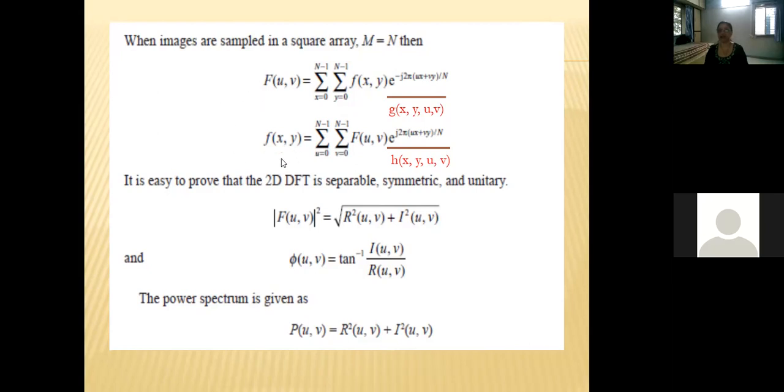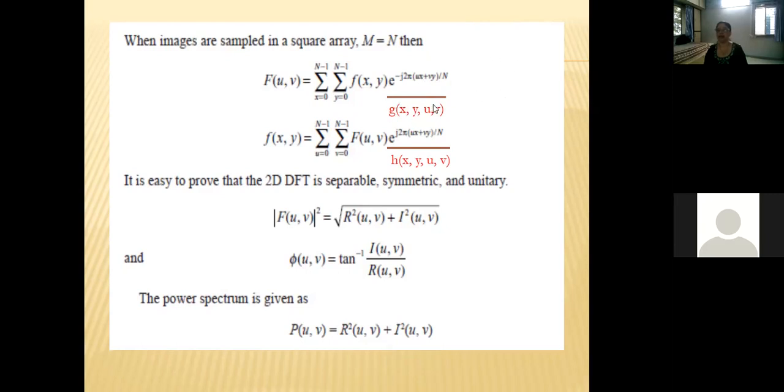Now, as we studied in the previous lecture, this Fourier transform kernel is separable as well as symmetric, because we can separate this e raised to minus j theta term into two separate components, e raised to minus j 2 pi ux by n and e raised to minus j 2 pi vy by n.